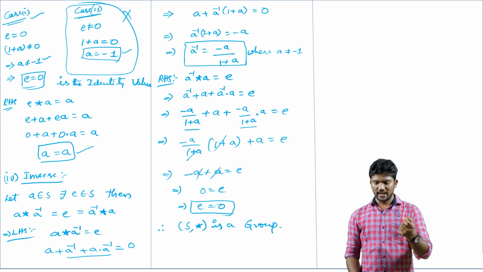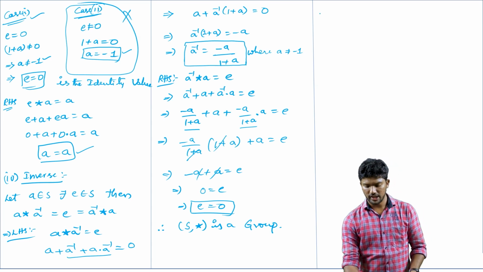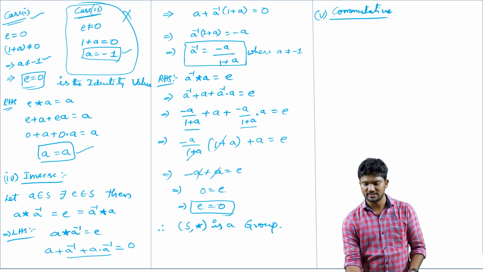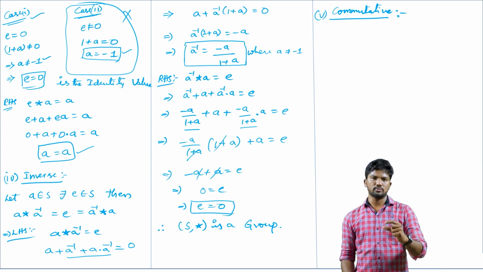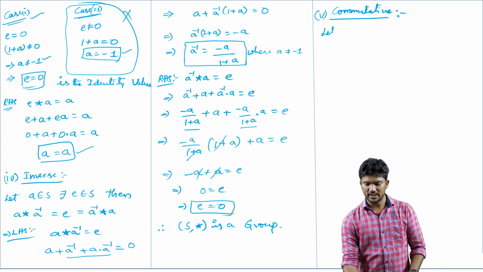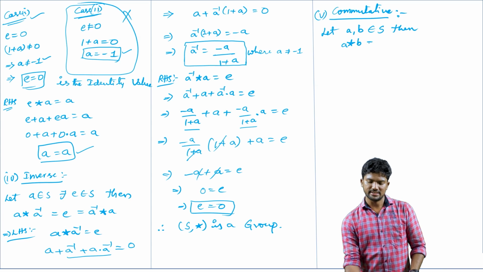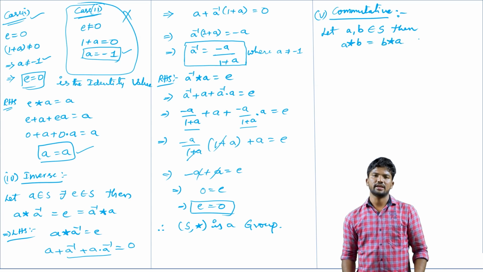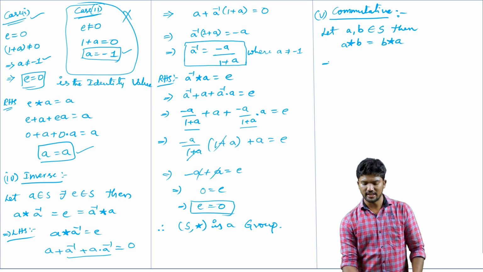Now in this problem, what is he asking? Show that this S, star is an abelian group. For that purpose, the fifth condition is the commutative property, along with the four conditions of a group. So we have to prove the commutative property to prove that the given structure is an abelian group. What is the commutative condition? Let a, b belong to S, then a star b is equal to b star a. This is the condition. Now I am taking the LHS.